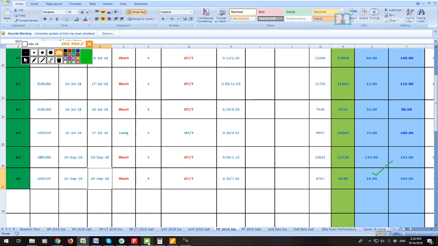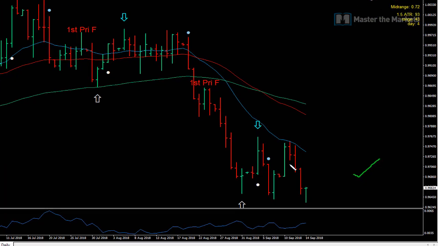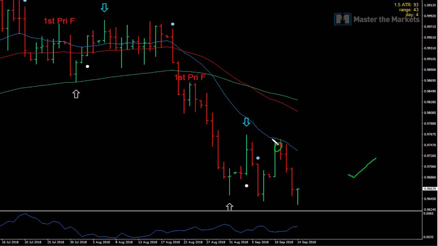Now, what is this strategy in a nutshell? All it is is that we took the trade over here on the close. Our stop loss was very tight, just above the moving average over here.